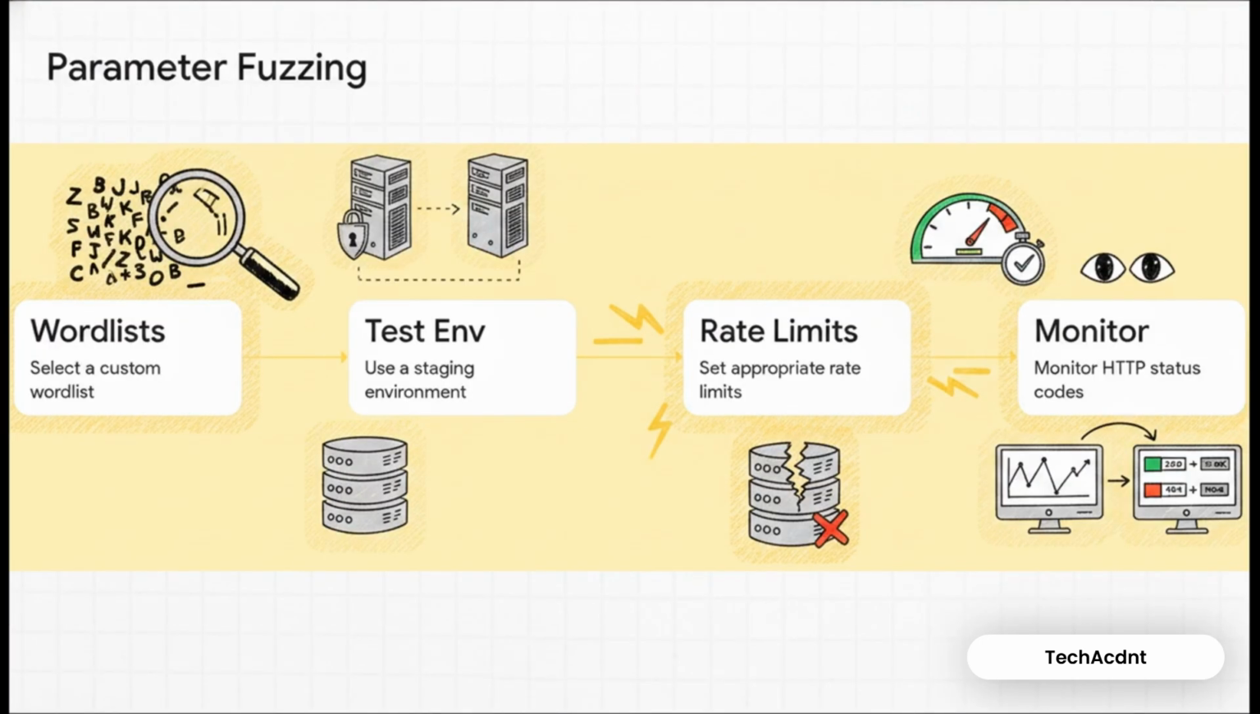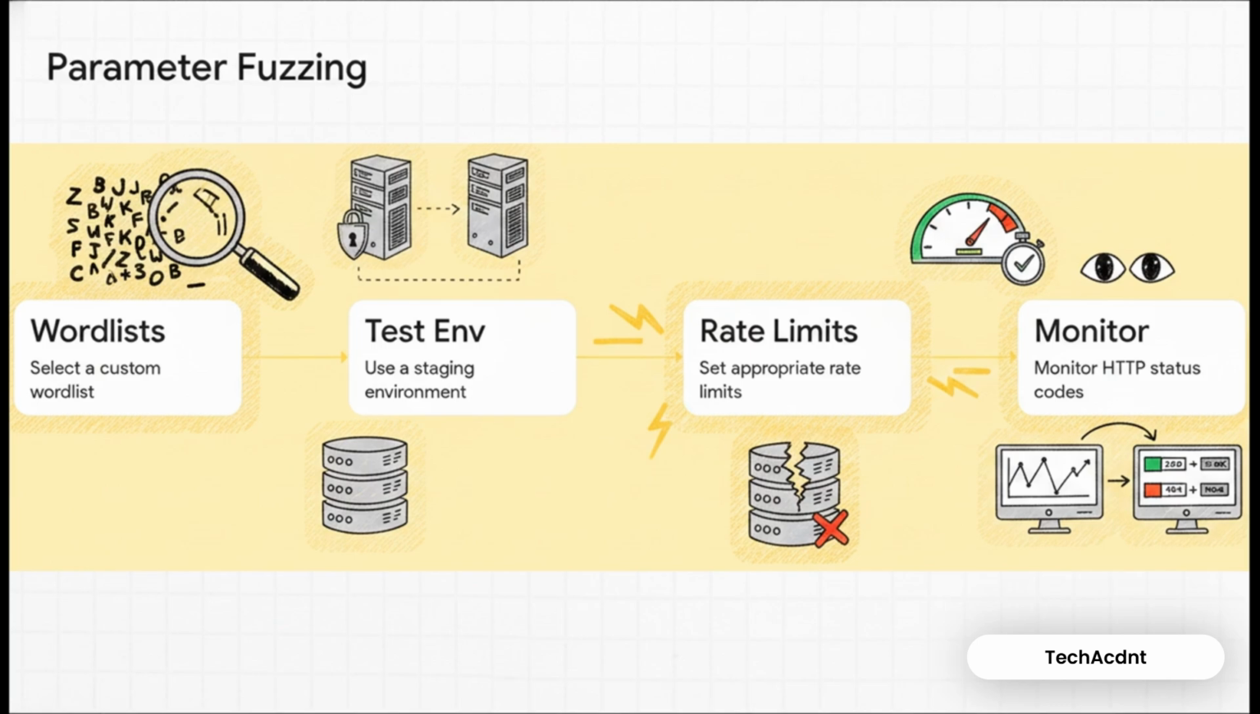So, here is a quick step-by-step checklist to safely integrate automated URL parameter fuzzing into your daily workflows. Step 1. Select a highly targeted custom word list. Step 2. Whenever possible, use a staging or test environment to avoid knocking over production. Step 3. Set your rate limits. Sending too many concurrent requests can easily crash a target server, which is the last thing we want.